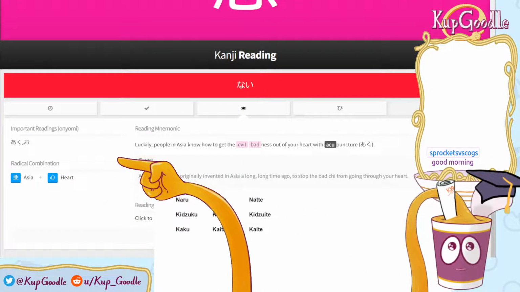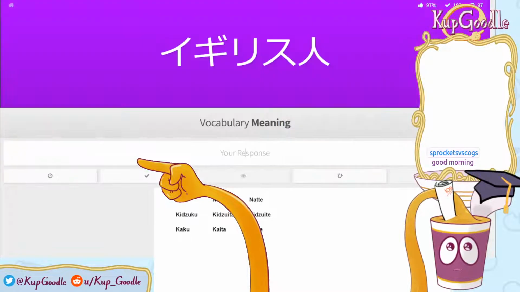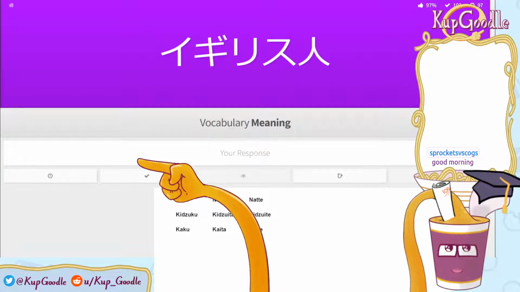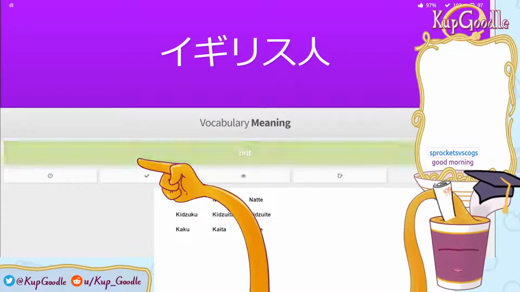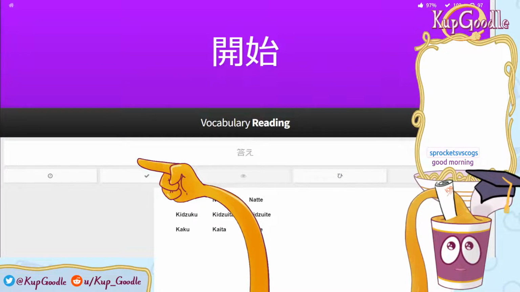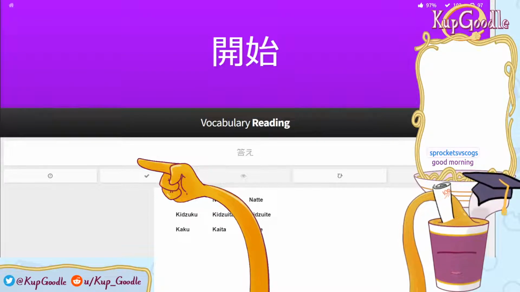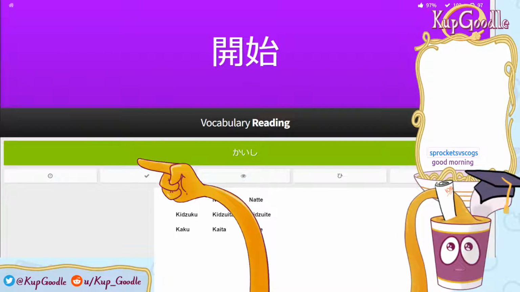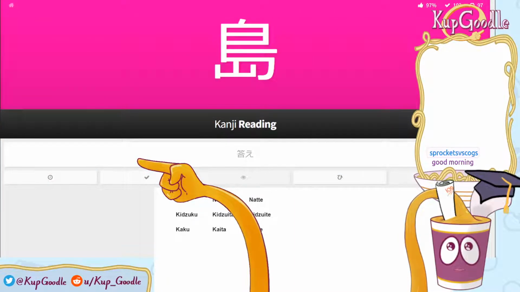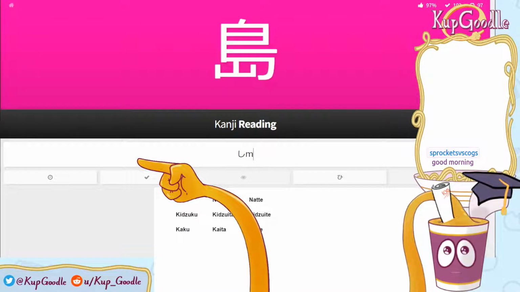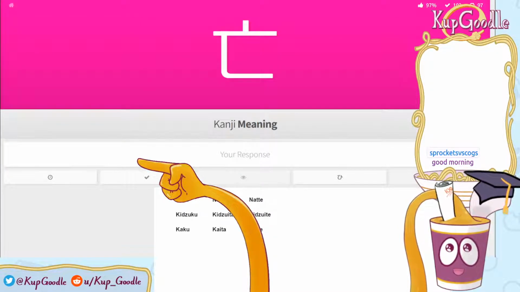Aku, like akuma. Igirisujin is a Brit. Kaishi. Open, beginning. That is the beginning, the opening. That is an island. Shima.